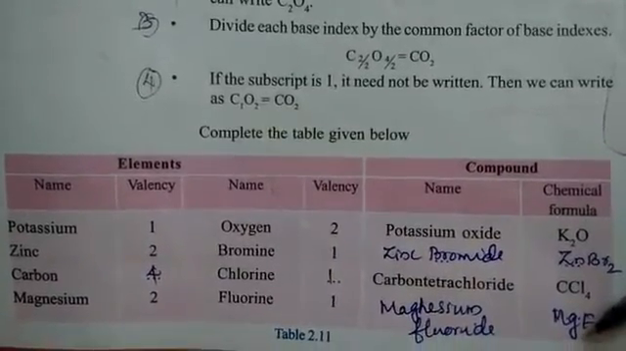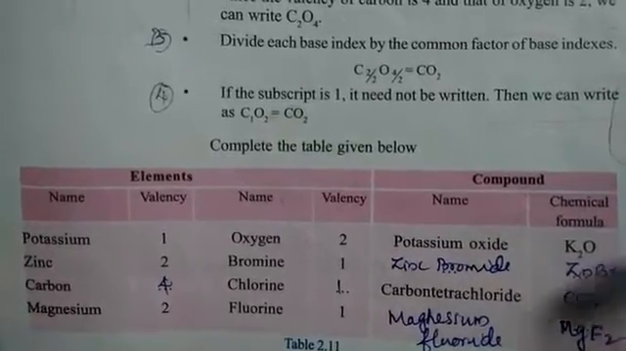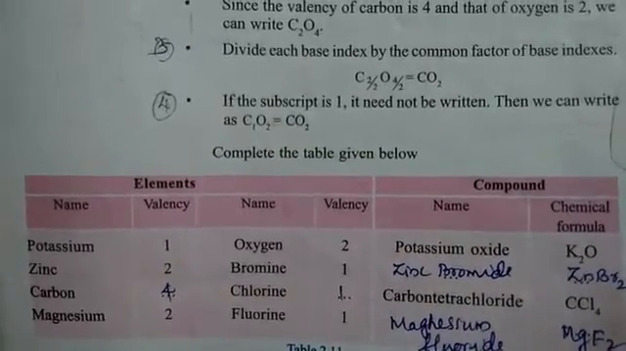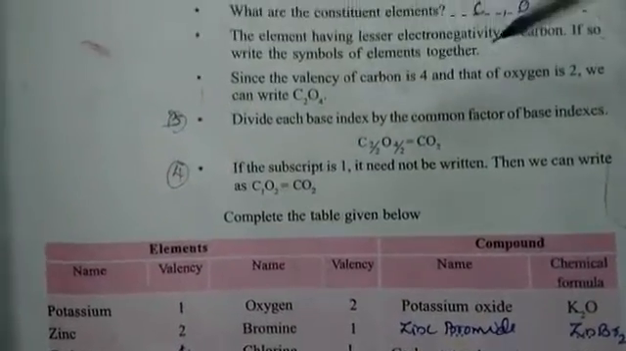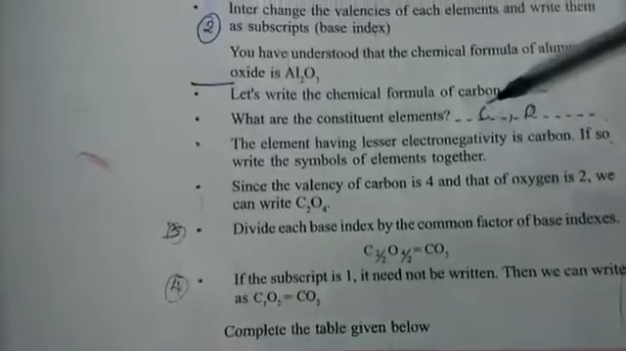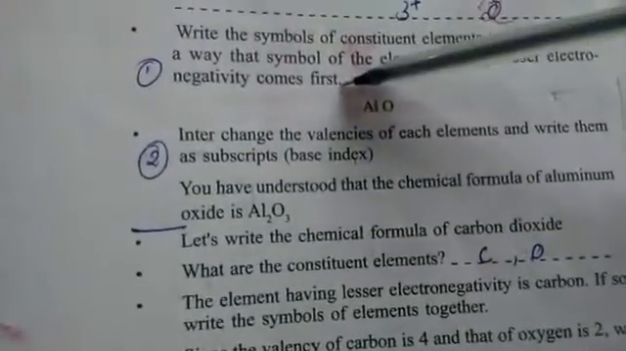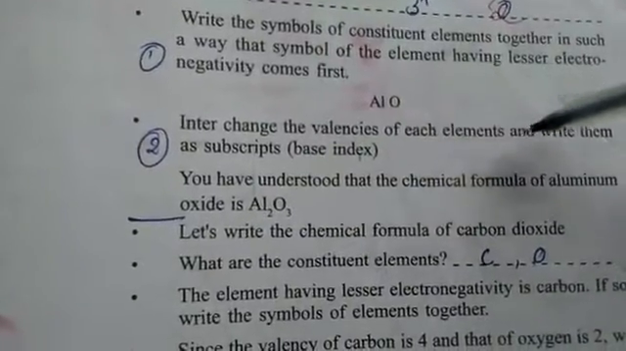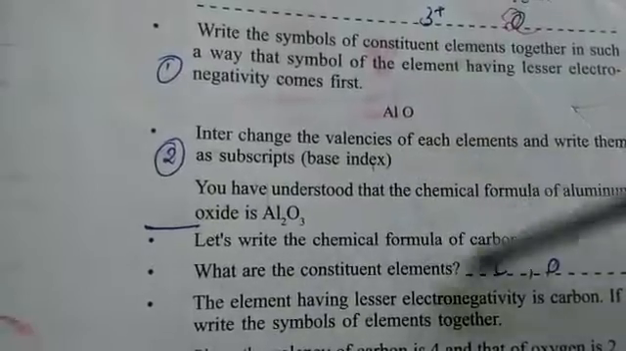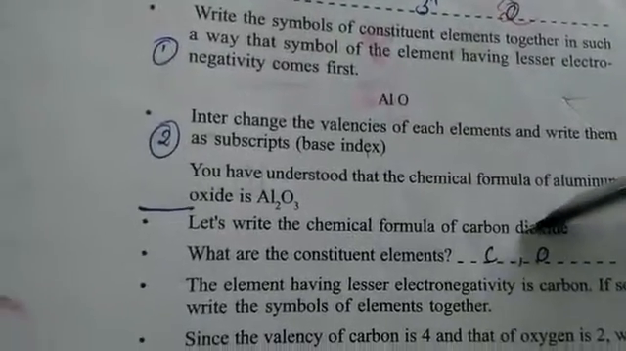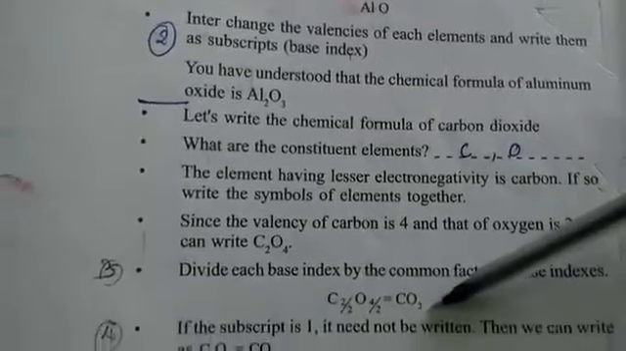Is it clear or not? So this is the way to write the chemical formula from the valency. So we are writing in the opposite way, the valency and the chemical formula. There are rules. So what are the rules? Write the less electronegative element first and interchange the valency of each element and write them as subscripts. Then if there is a common factor like carbon dioxide, you have to divide it by that common factor and then we will get the formula.